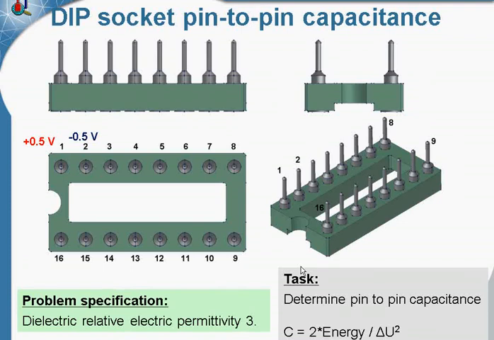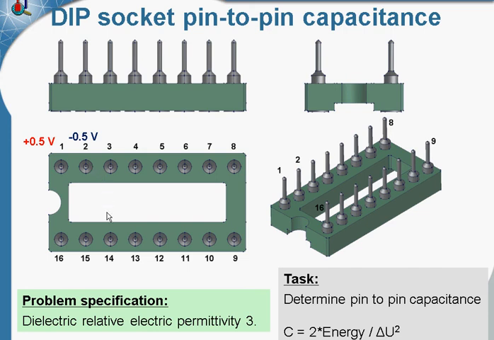Deep circuit pin-to-pin capacitance. We have a circuit with 16 pin contacts. Our task is to calculate mutual capacitance between any two pins. Probably the most prominent is the capacitance between two pins placed close to each other. So I am going to calculate mutual capacitance between pins number 1 and number 2.